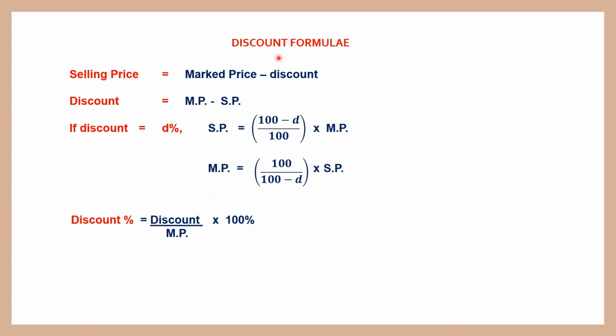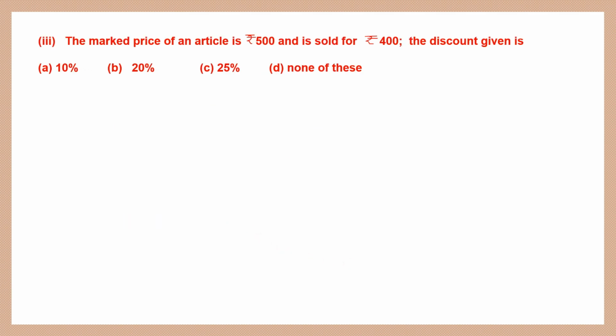Now let's learn some discount formulae that you can use. To find selling price when marked price and discount are given, you just have to subtract both. To find the discount when marked price and selling price are given, you have to subtract these. Now if discount is D%, then to find the selling price, this is the formula. To find the marked price, this is the formula. Now if you have to find the discount percent, then the formula is discount by marked price into 100%. Now let's use these formulae in our questions.